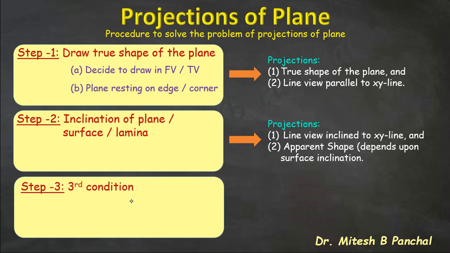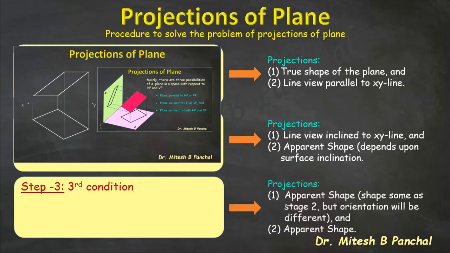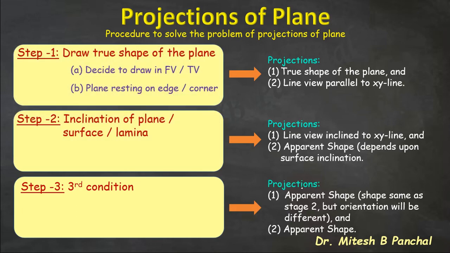Here, why I use the word third condition? Because the first condition is regarding the resting edge or resting corner. Second condition is the surface inclination, and the third condition that will decide the inclination of the plane with respect to HP and VP. Okay, so answer of this third step, that is the third condition, when you apply, the answer will be both the shapes will be apparent shape.